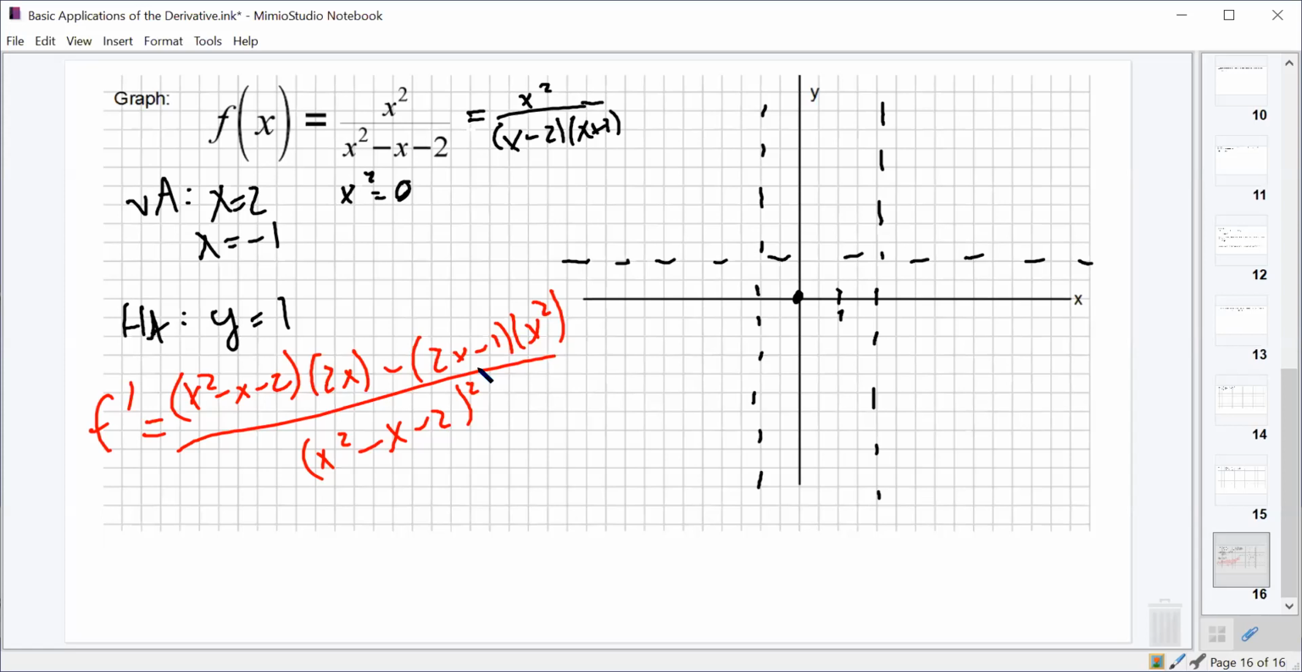Yeah. If we simplify that, let's see, that's going to be 2x cubed and then a minus 2x cubed. So those are going to cancel. Then we're going to have a minus 2x squared and a plus x squared. So that'll be a negative x squared and then a minus 4x, all over this (x squared minus x minus 2) squared. Everybody good with that?